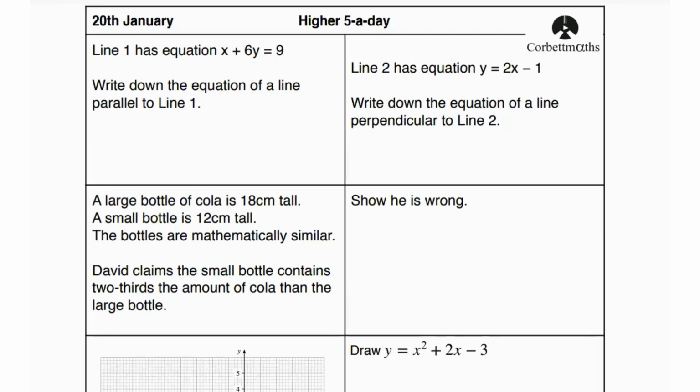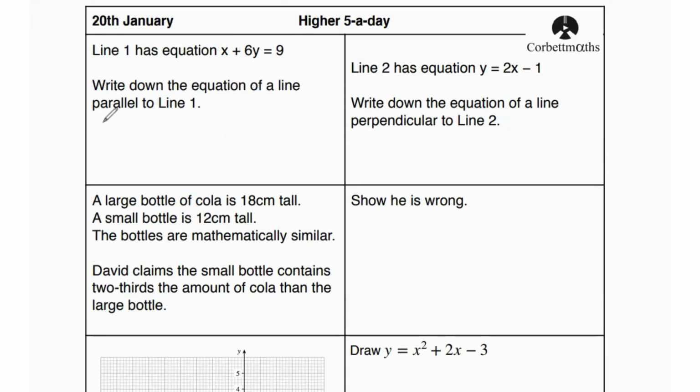Next question says, line 1 has equation x plus 6y equals 9. Write down the equation of a line parallel to line 1. So when two lines are parallel, basically they share the same gradient. So first we need to rearrange this equation and make it like the slope intercept form.